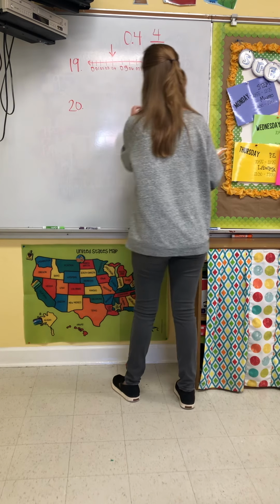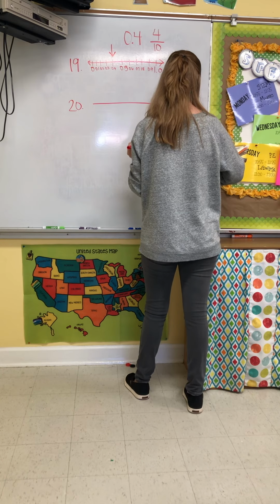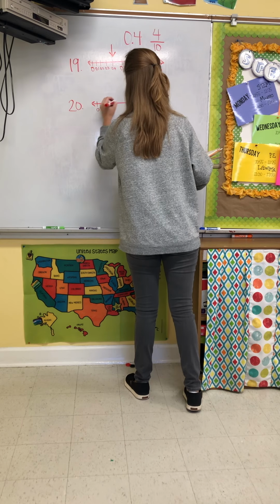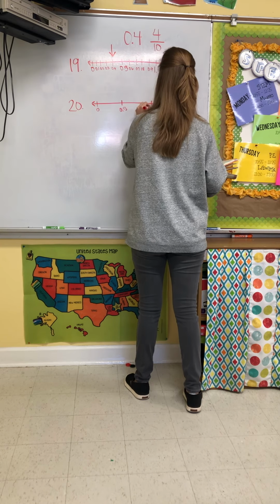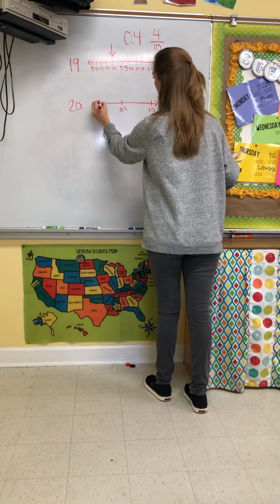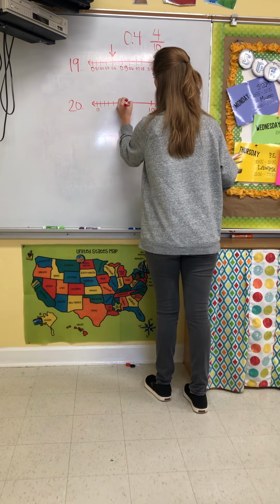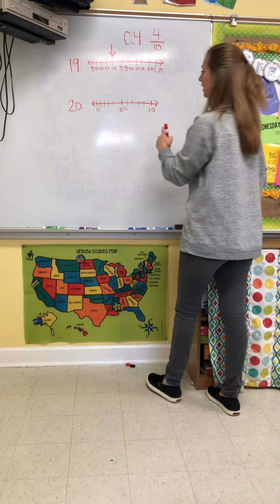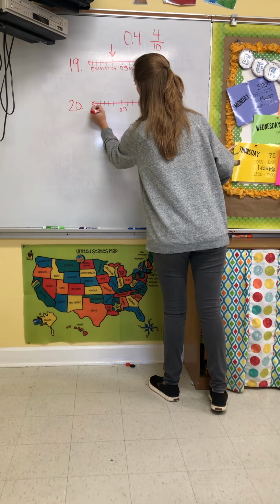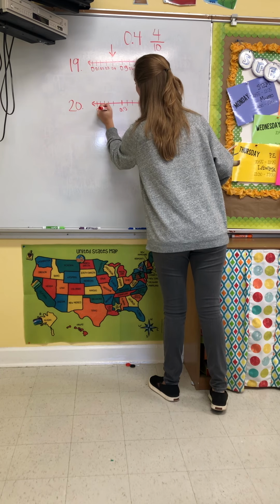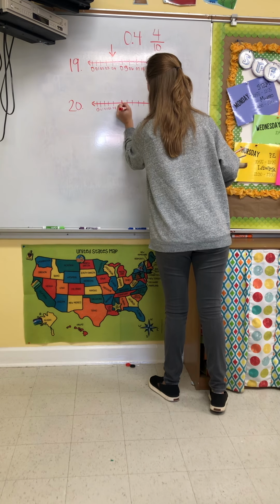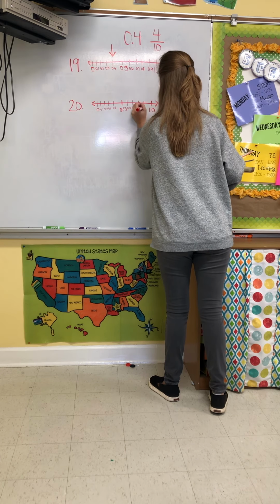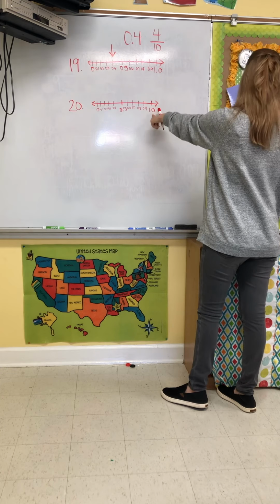Right, let's look at number 20. Same thing. 0.5. Whole number. We're going to do the same thing. Okay. So now we're going to go ahead and fill in our number line, just like we did for 19. So 0.1, 0.2, 0.3, 0.4, 0.5, 0.6, 0.7, 0.8, 0.9, all the way up to our whole number 1.